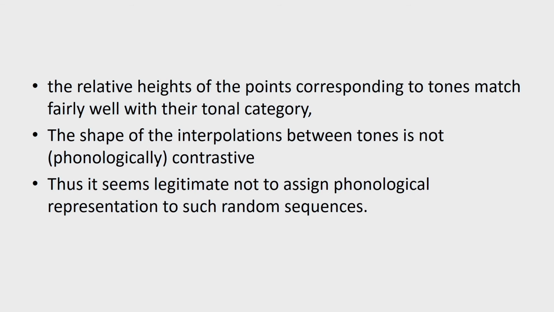So the relative heights of the points corresponding to tones match fairly well with tonal category, and the shape of interpolations between tones is not phonologically contrastive. So the shape is not contrastive, neither is the difference in small heights, so those are also not contrastive. It's just significant changes, so high and low, which are considered for an understanding of intonation. So it seems legitimate not to assign phonological representation to random sequences.